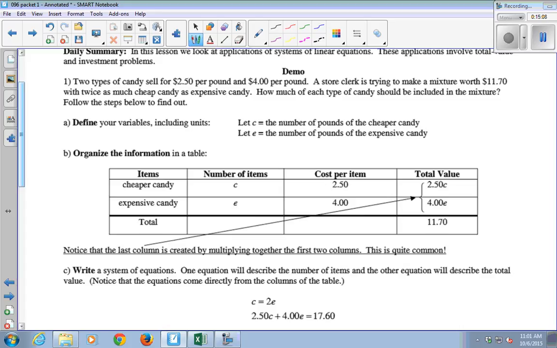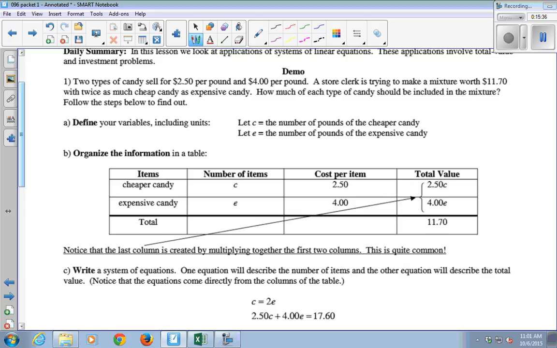Okay. So you're going to put together a mixture that has a lot of cheap candy, some of the more expensive candy, and they want the total cost to be $11.70. How much of each type of candy should be included in the mixture? Okay, so here are our steps. We're going to define our variables. So let C be the number of pounds of the cheaper candy, and E be the number of pounds of the expensive candy.